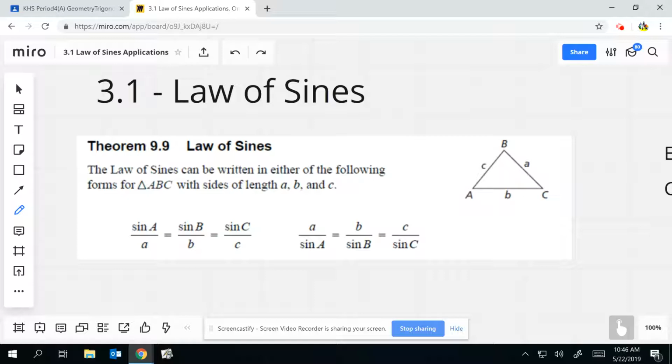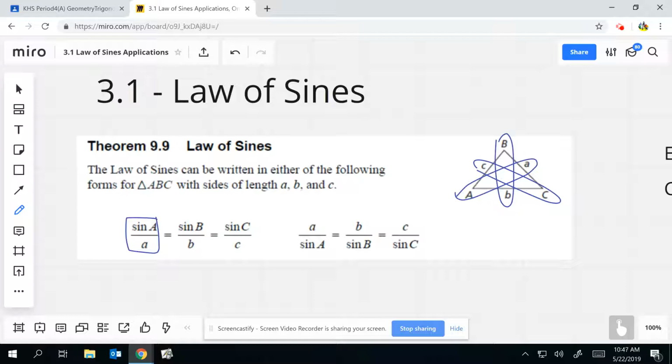Now, there was a difference between law of sines and law of cosines. We're going to look at law of cosines tomorrow. Law of sines is when you have two of the same letter. So if you've got both A's given to you, you can use law of sines. Remember, angle A and side A are always across from each other. Angle B and side B are always across from each other, and same with the two C's. They have to be across from each other.